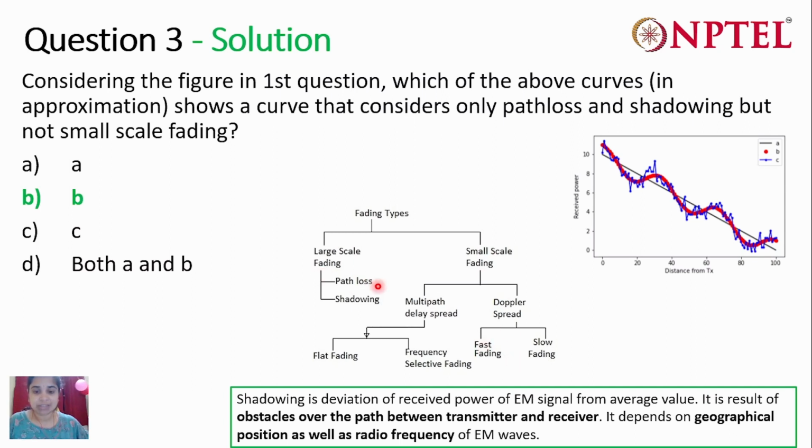So generally, path loss and shadowing constitute large scale fading, which is something like this B curve. Path loss is a propagation loss that depends directly upon distance. Shadowing loss is a deviation of the received power from the actual value. Generally, it is a result of the obstacles in the path between the transmitter and the receiver. It also depends upon the radio frequency of the EM waves.